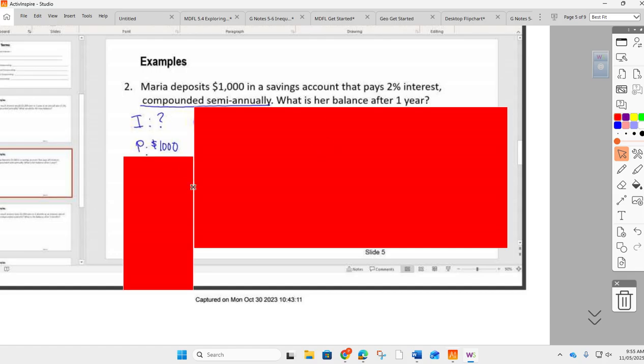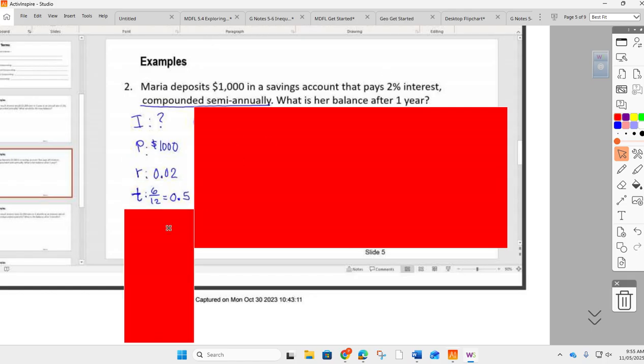The principal, same as the last one. The rate, same as the last one. But now the time, semi-annual, that T is going to be 0.5. We have to compute the interest at 6 months. And then we'll have to compute the interest at the second 6-month period, the second compounding period.